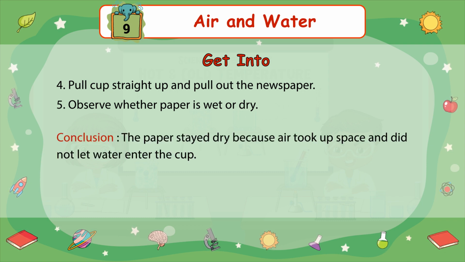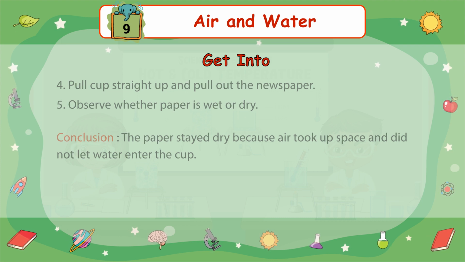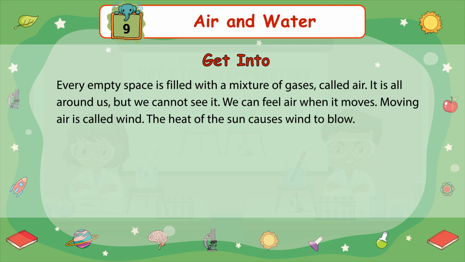Conclusion: the paper stayed dry because air took up space and did not let the water enter the cup. Every empty space is filled with a mixture of gases called air. It is all around us, but we cannot see it. We can feel air when it moves. Moving air is called wind. The heat of the sun causes wind to blow.